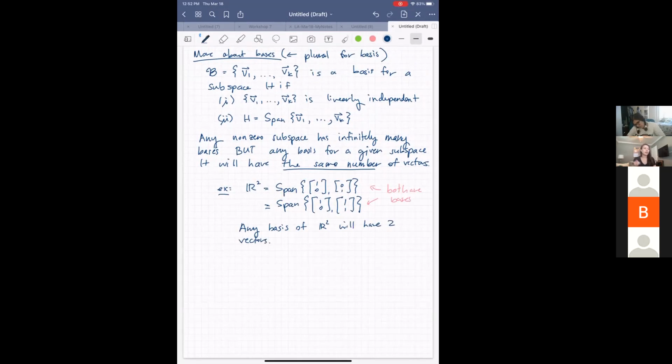First of all, it can't have one vector because that will not span all of R2, right? It will only span a line in R2. And if we have three vectors, we know that one of them can be written as a linear combination of the other two, making that collection not linearly independent. So we have to have two vectors to span R2.